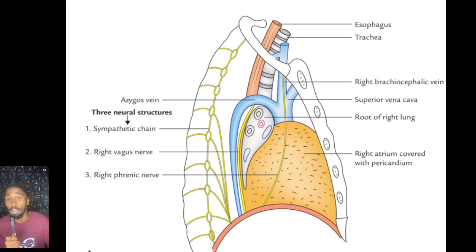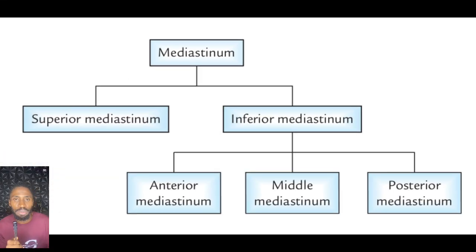But all the structures can be found in different parts of the mediastinum. So the mediastinum has divisions, where all these structures can be found separately. So that's what we'll be discussing next. Next is the division of the mediastinum. Like I said, the mediastinum is just like a compartment, but it is divided into two parts. So we have the superior mediastinum and you have the inferior mediastinum.